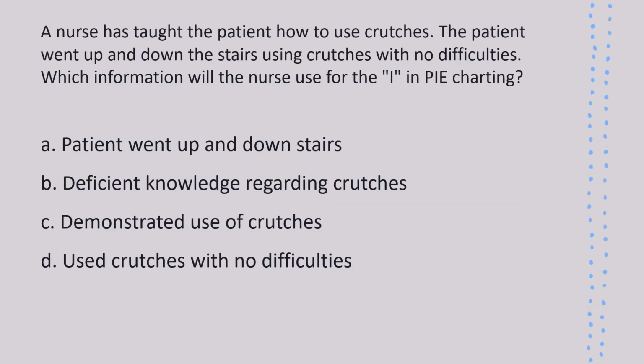A nurse has taught the patient how to use crutches. The patient went up and down the stairs using crutches with no difficulties. Which information will the nurse use for the I in PIE charting? A. Patient went up and down stairs. B. Deficient knowledge regarding crutches. C. Demonstrated use of crutches. D. Used crutches with no difficulties.